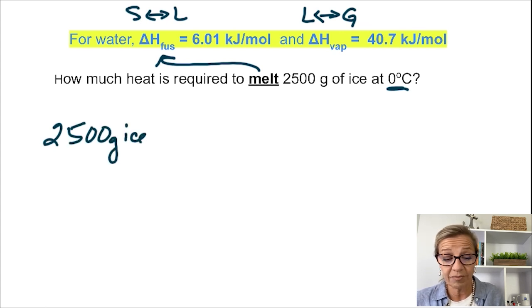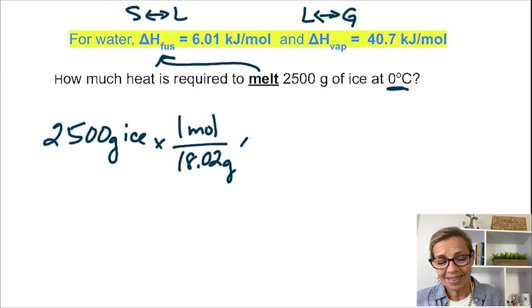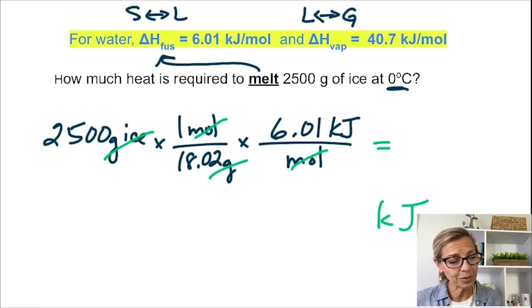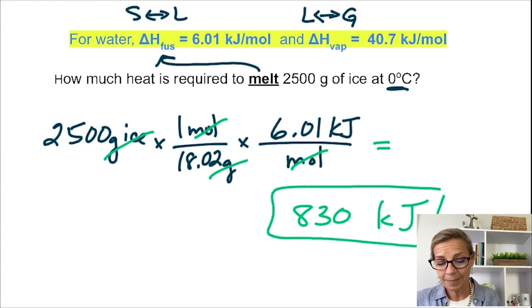It's grams. I have grams of ice. I need to get to moles, and so 1 mole of ice is 18.02 grams. And then let me use that heat of fusion as a ratio, right? Because it's 6 kilojoules per every 1 mole of ice. And so when we multiply, grams cancel, moles cancel, and we're left with kilojoules. And that would take 830 kilojoules to melt.